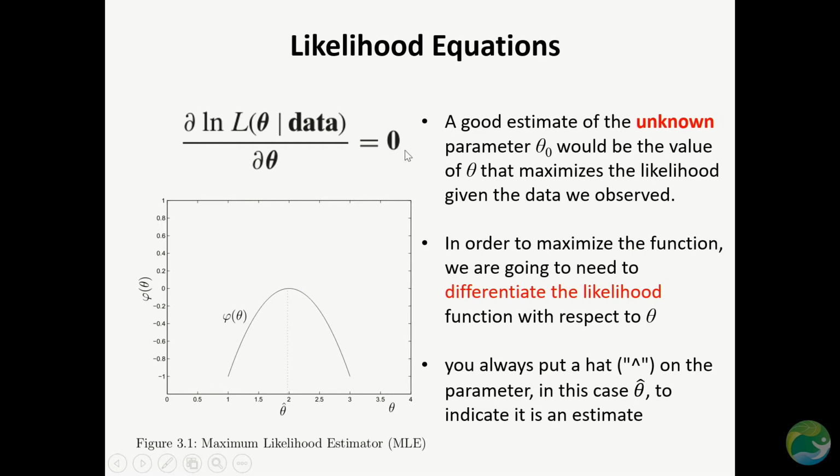A good estimate of unknown parameter theta 0 will be the value of theta that maximizes the likelihood given the data we observe. In order to maximize the function, we need to differentiate the likelihood function with respect to theta, okay?